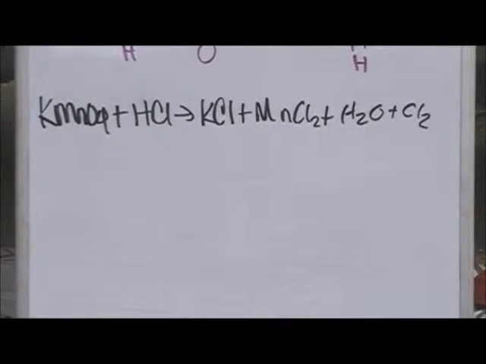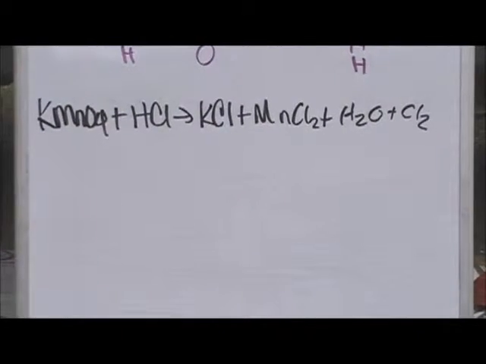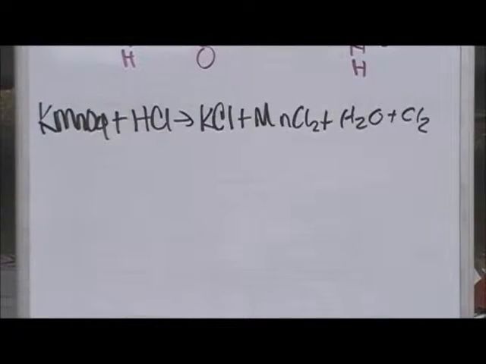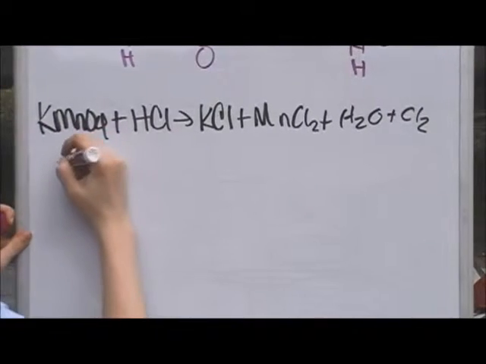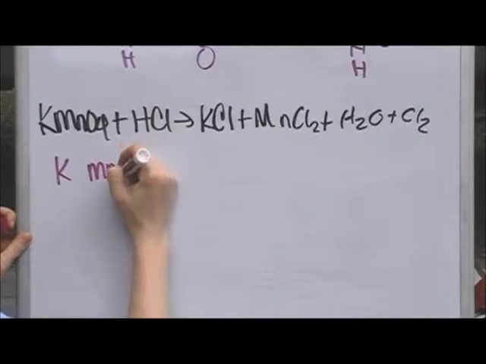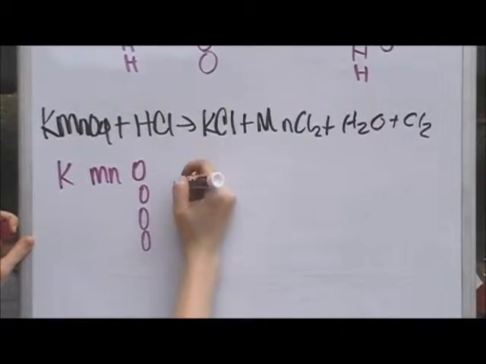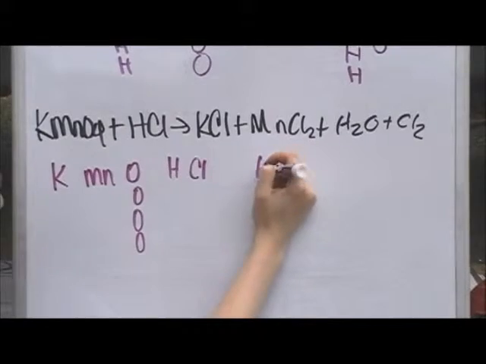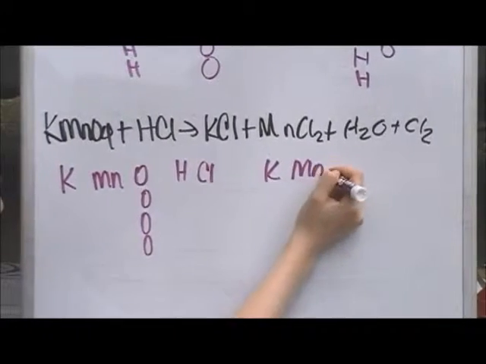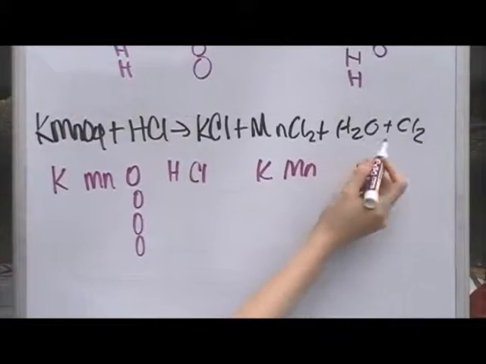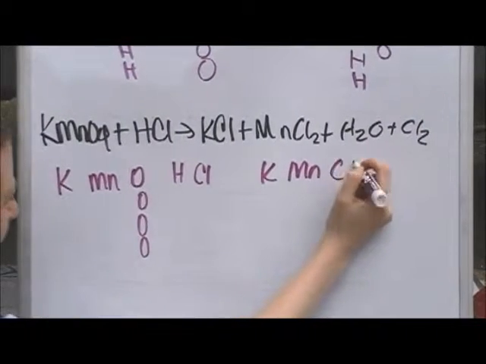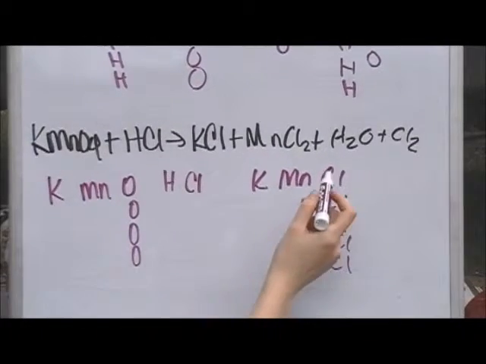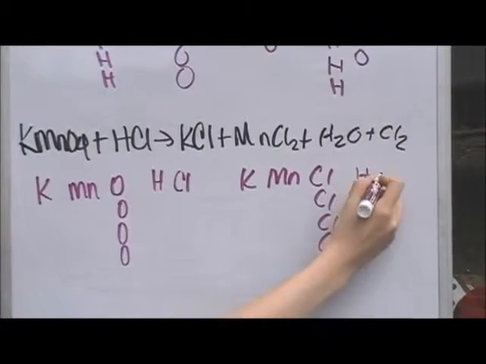Okay. In the last equation, we have KMnO4 plus HCl yields KCl plus MnCl2 plus H2O plus Cl2. So on this side, we have 1 K, 1 Mn, 4 O's, 1 H, and 1 Cl. And on this side, we have 1 K, 1 Mn, 1, 2, 3, 4, 5 Cl's, 2 H's, and 1 O.